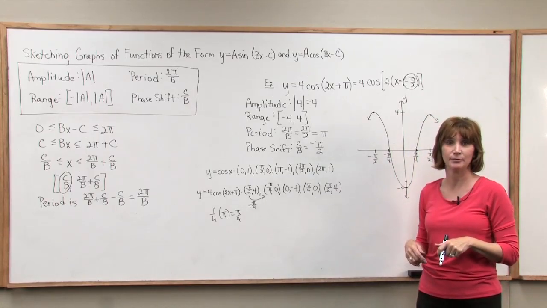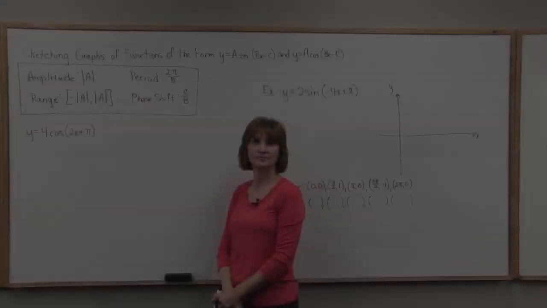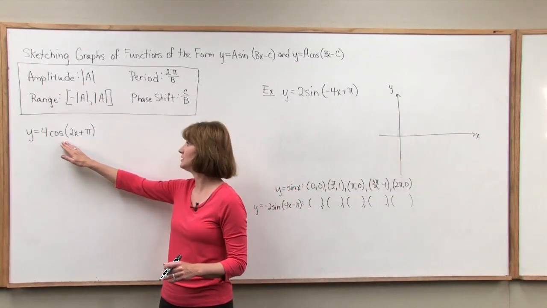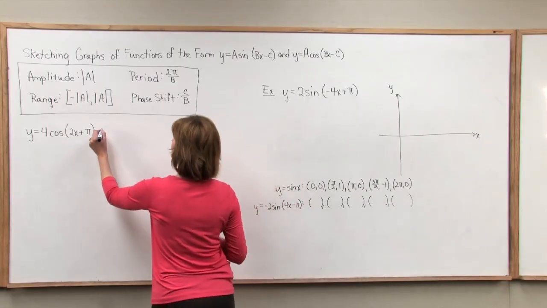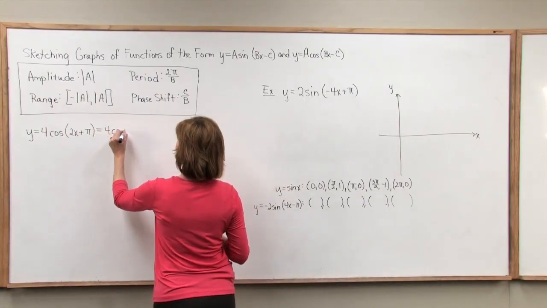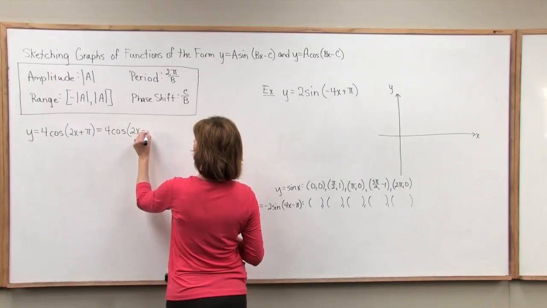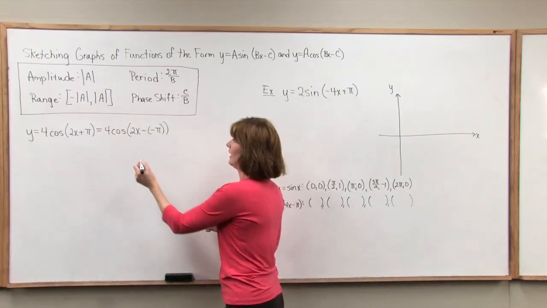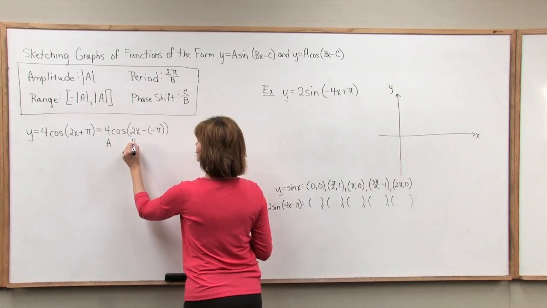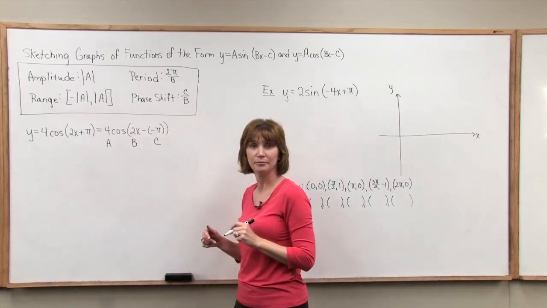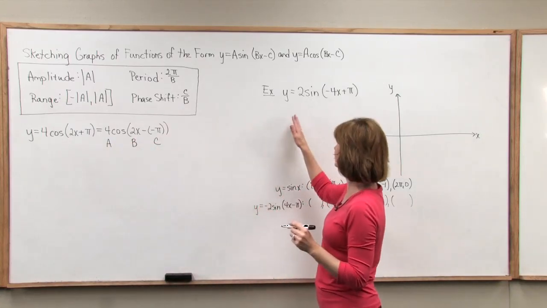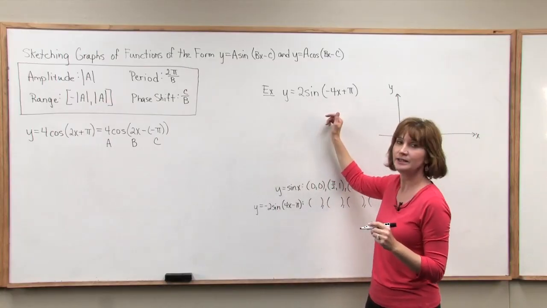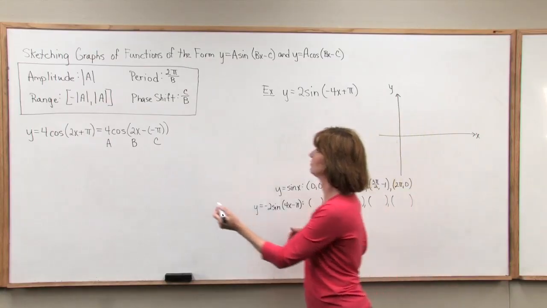Let's look at another example. In the previous example, we had y equals 4 cosine of 2x plus pi. We can rewrite this as 2x minus a negative pi so that we can see that a is 4, b is 2, and c is negative pi. Well, in our next example, y equals 2 sine of negative 4x plus pi, we need to rewrite it for a different reason.